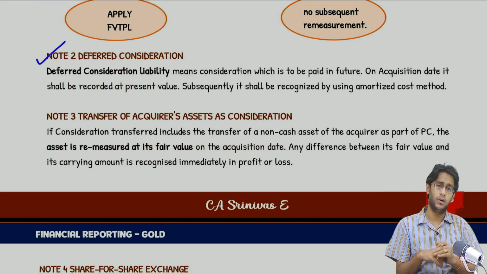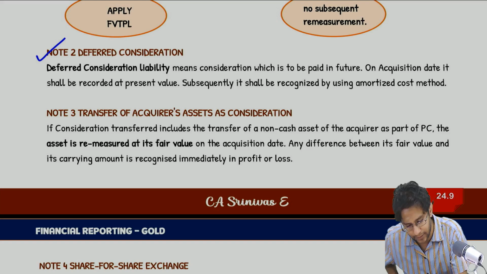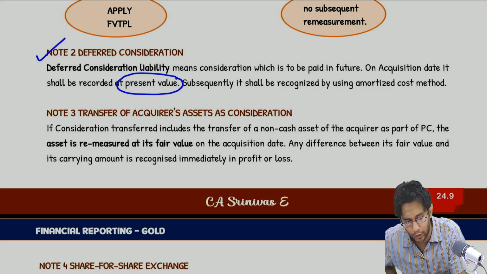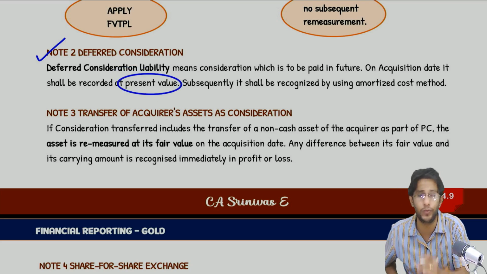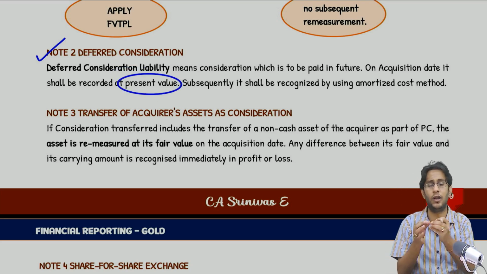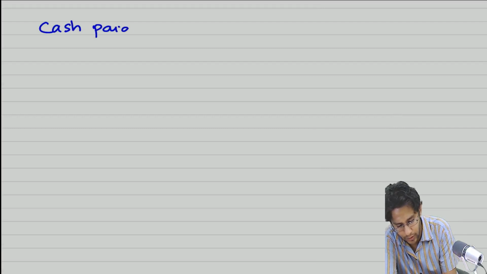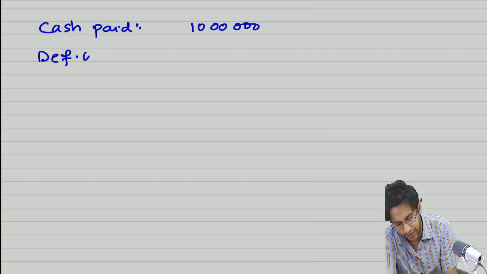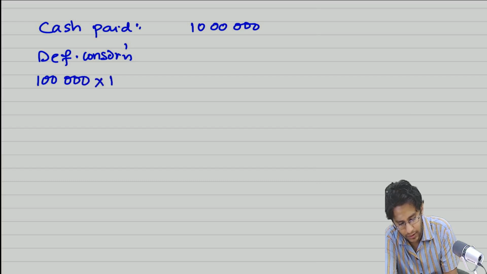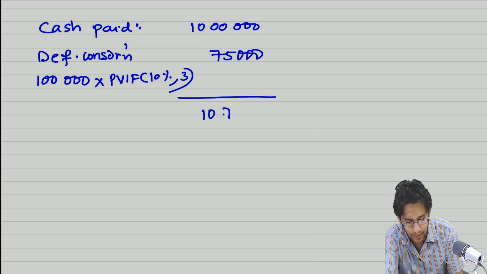Deferred consideration should be recognized at present value, sir. That's all. If you agreed to pay 1 lakh rupees after 3 years, whatever the present value of 1 lakh rupees is, you include that number in your PC calculation. So how will this appear when you are doing the accounting? Suppose your cash paid right now is 10 lakh rupees. You have deferred consideration, 1 lakh rupees you agree to pay after 3 years. Let's say I am applying a PV factor of 10%. At 10% for 3 years, it's 75,131. I'll leave it as 75,000. So your entire PC is 10,75,000.